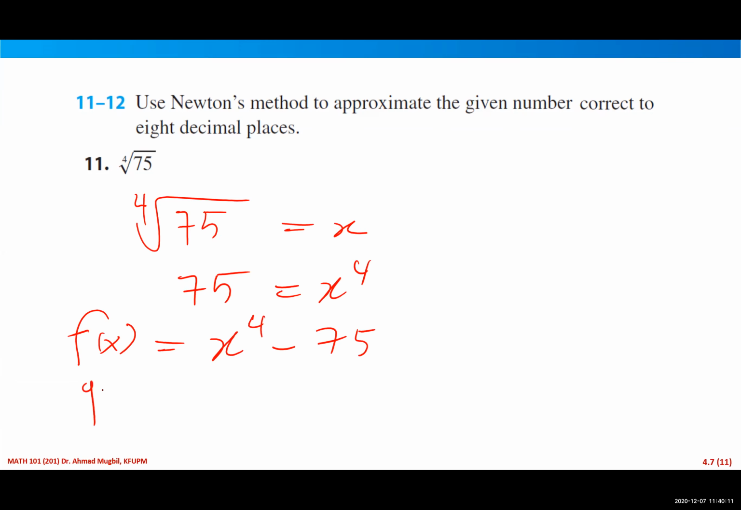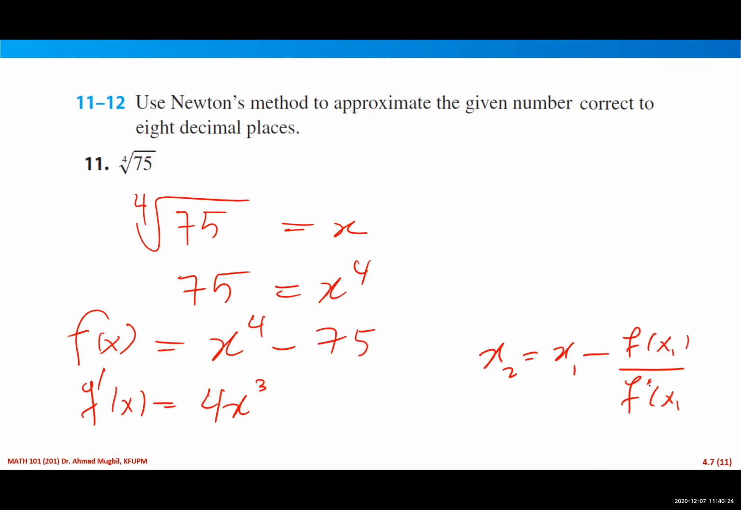So now you will find the derivative, which is 4x to the power 3. The derivative of 75 is 0. Now you will apply the formula. x2 will be equal to x1 minus f of x1 over f prime at x1. The question is, what is x1?